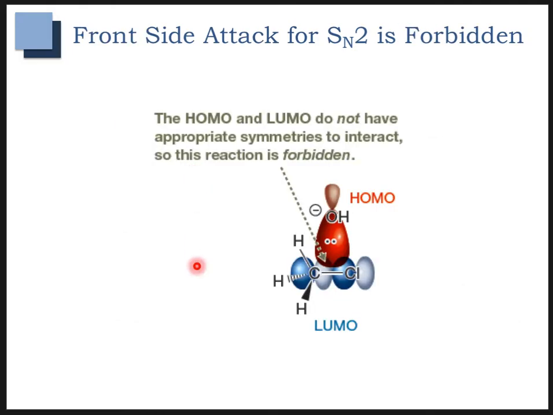The front side is what we call forbidden, because you can see the way the LUMOs are situated here. We're not getting good overlap of the HOMO with the LUMO here. So we say that this part of the reaction is forbidden. The HOMO of the nucleophile has to come in from the back in order to get good overlap. So that's one of the reasons why this is going to be preferred. There's also an electrostatic reason.